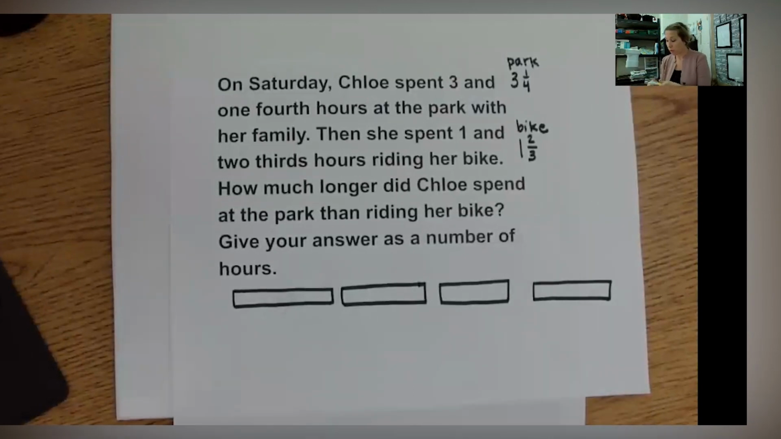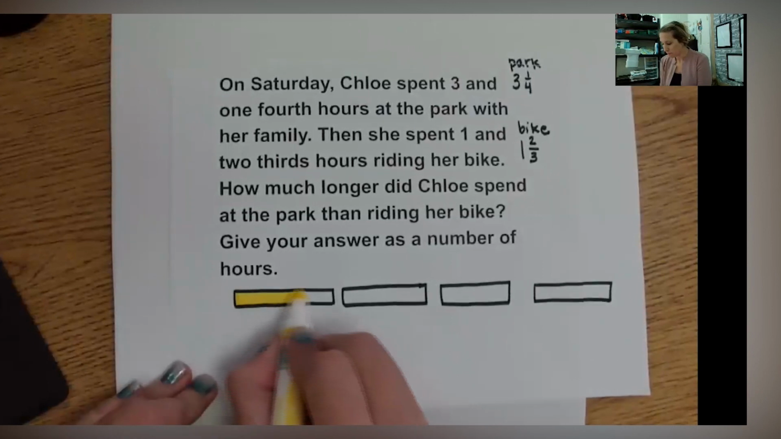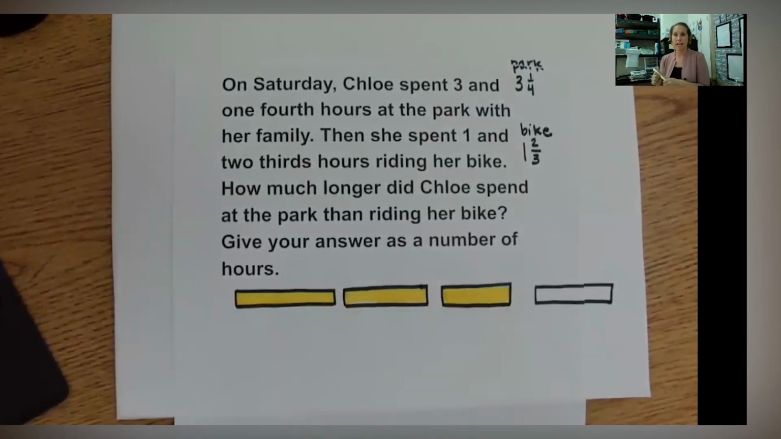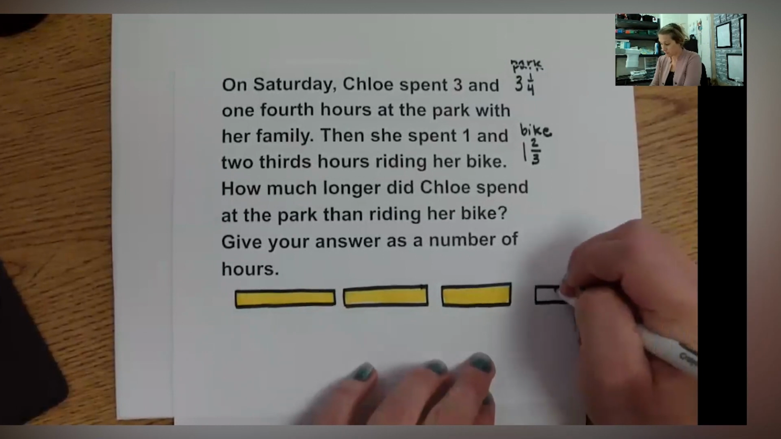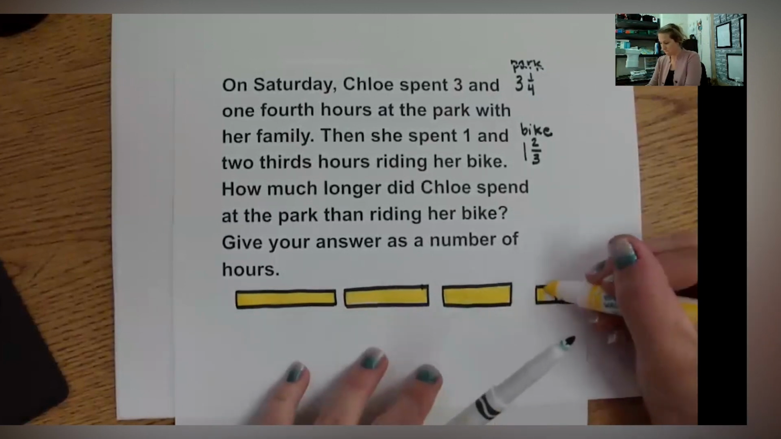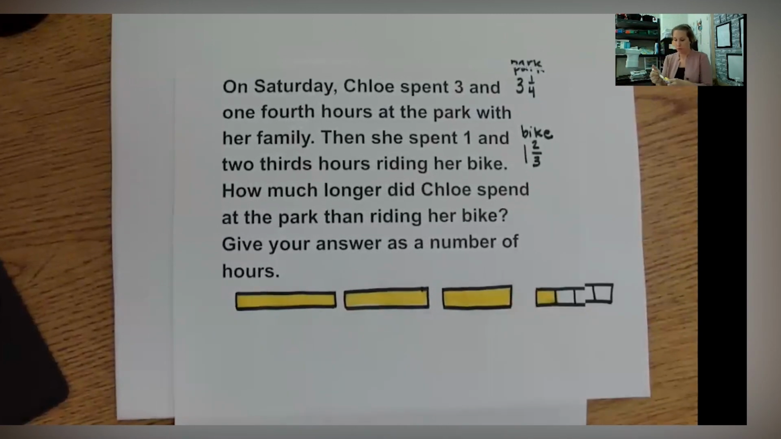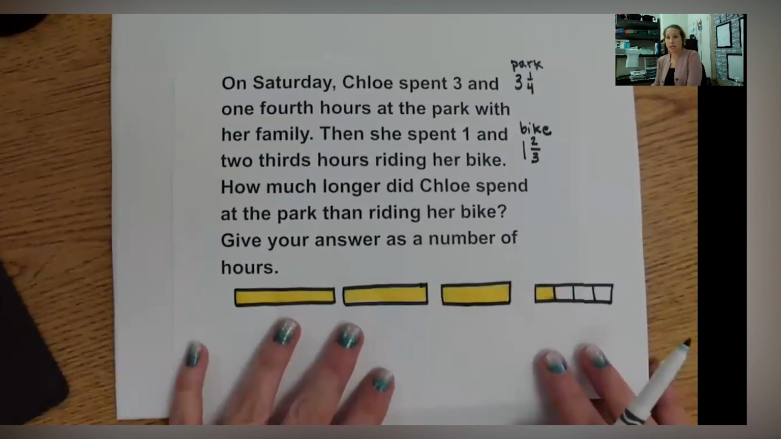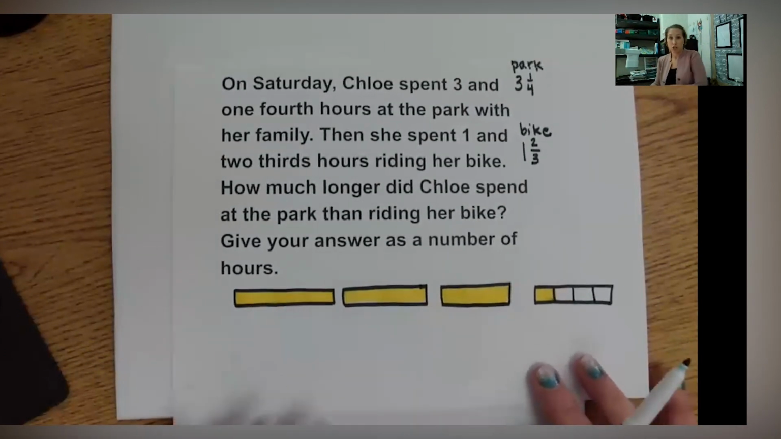That's right, 3. What do I want to do with my last one to represent 1/4? I want to cut it into fourths. How many should be shaded in? 1. Beautiful. So our model shows 3 1/4. Do you agree?